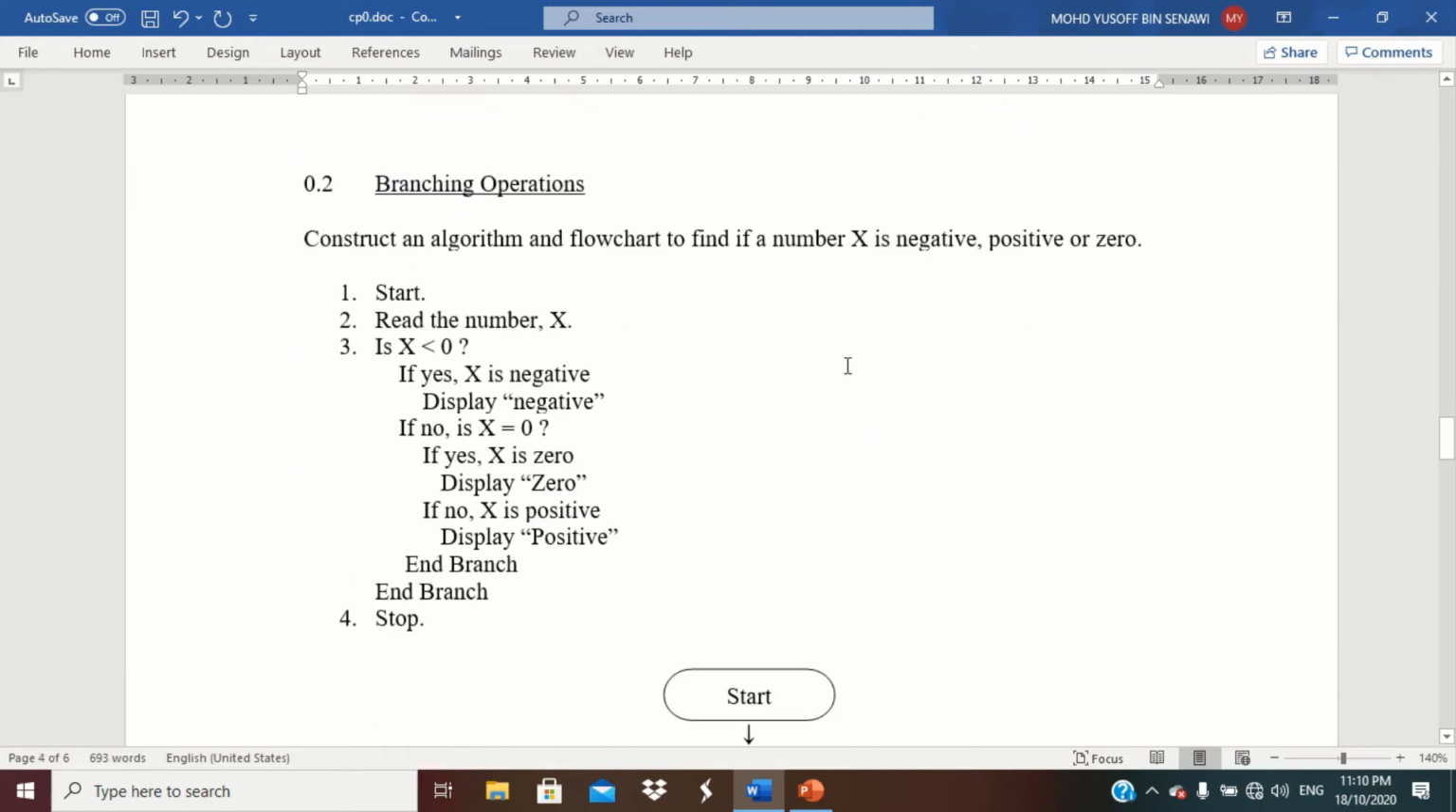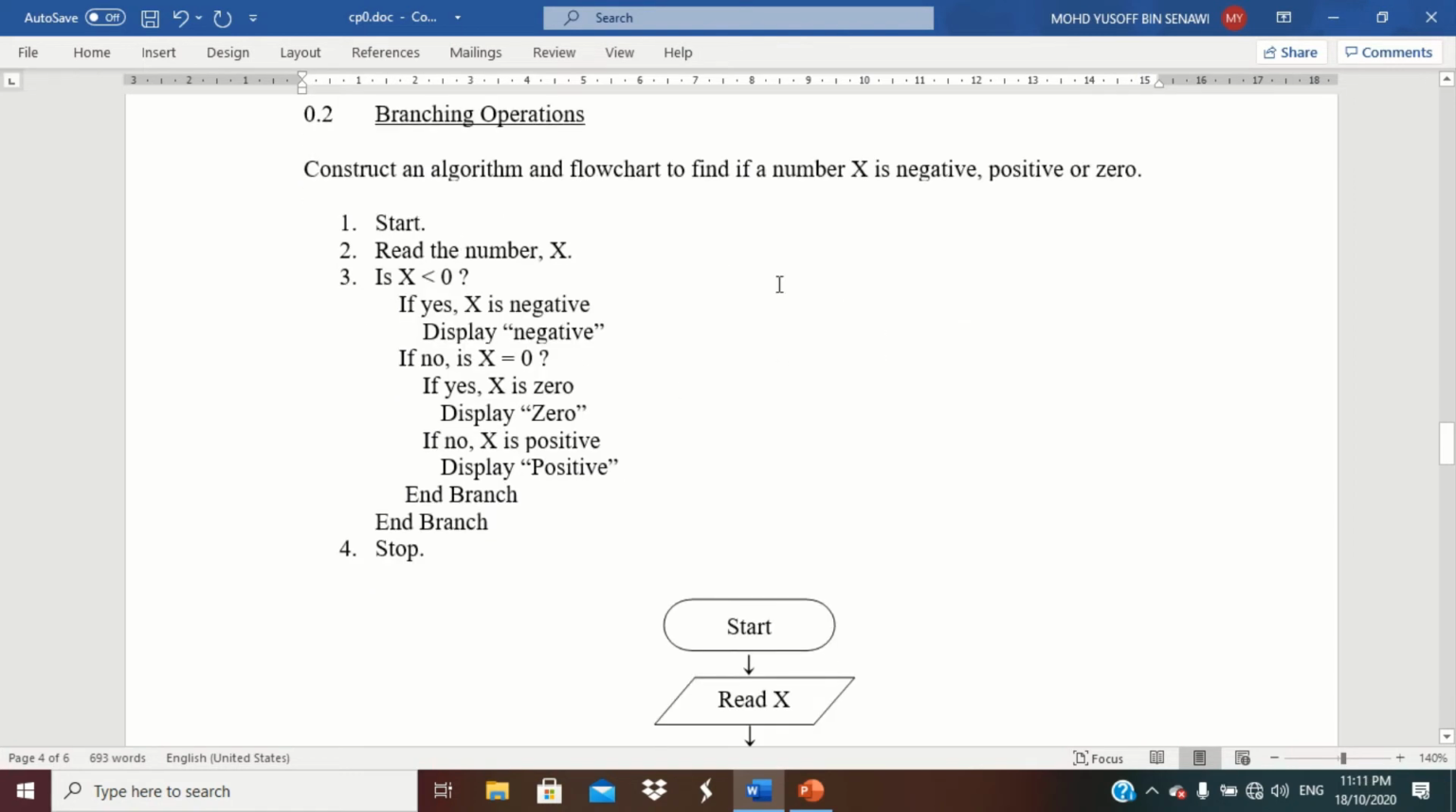Branching operation. Construct an algorithm and flowchart to find if a number x is negative, positive, or 0. So this is the basic template for branching operation. In this case, there are three options.